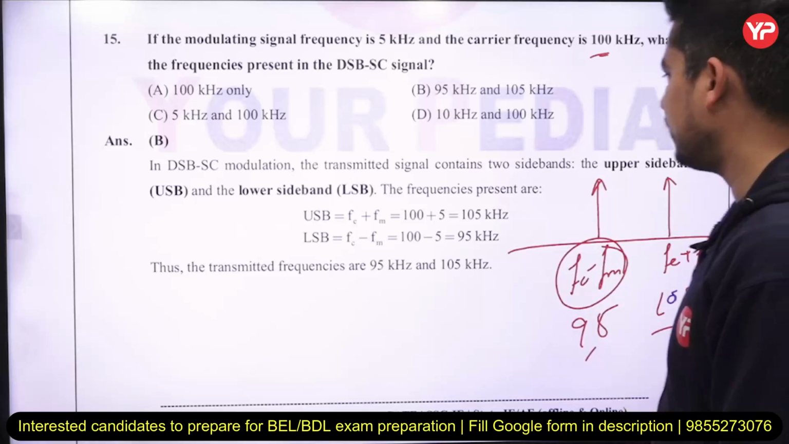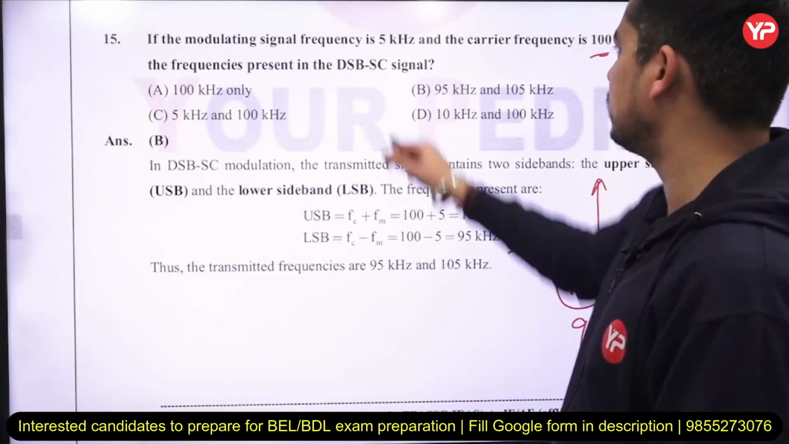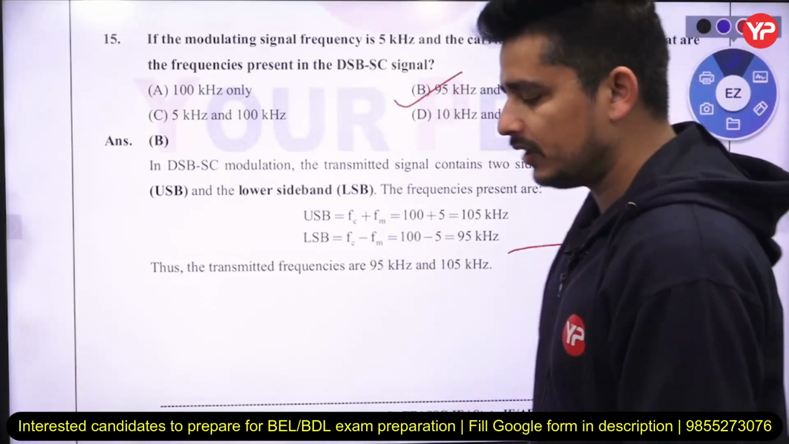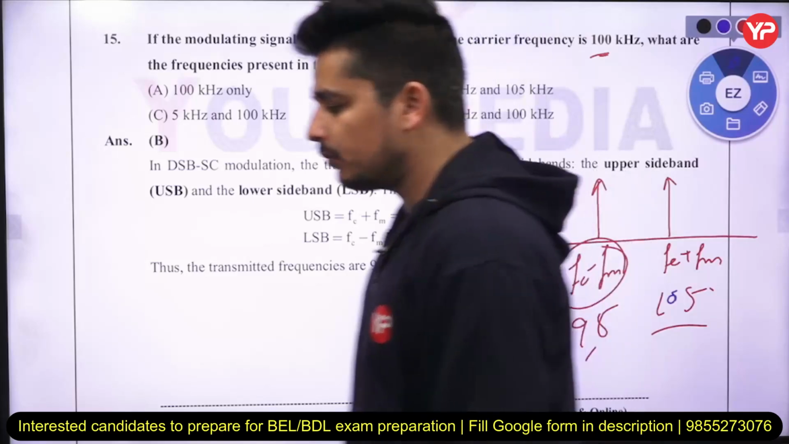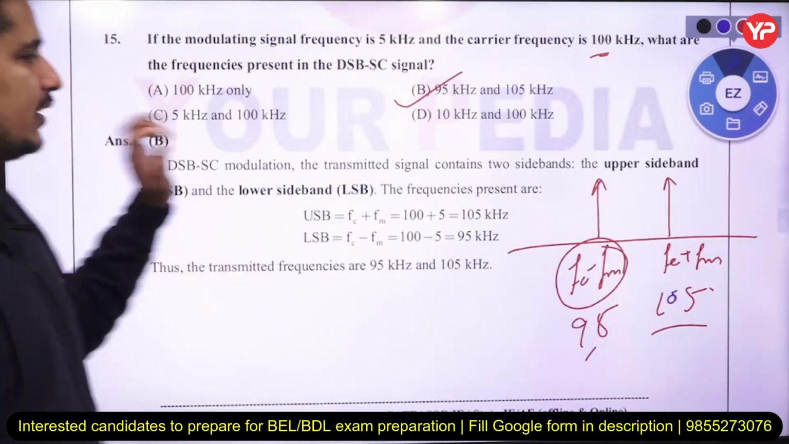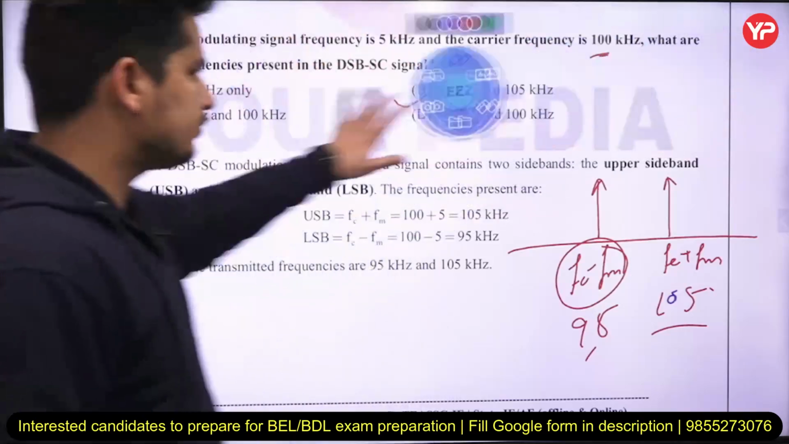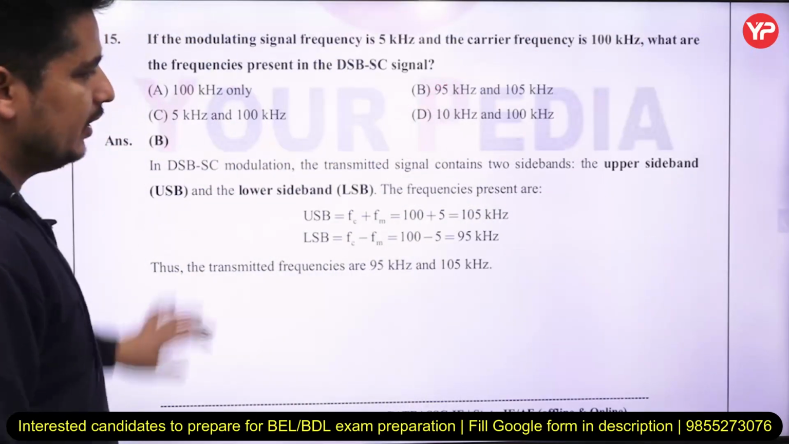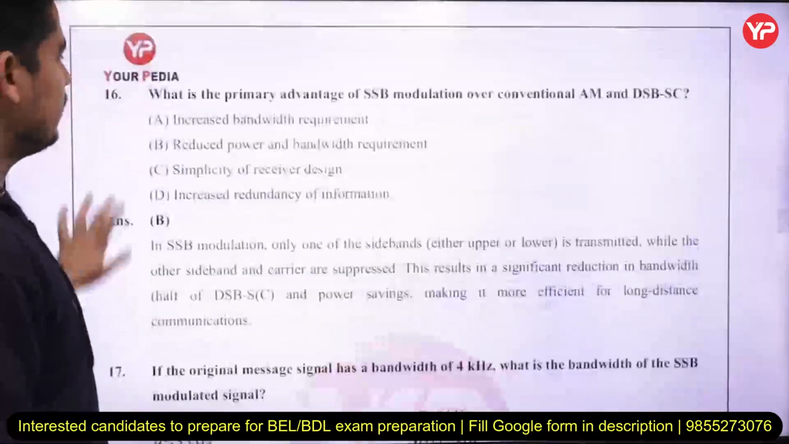So what are the frequencies? 100, 95 and 105. Answer is B. Whenever you are trying to find the frequency components present in DSB-SC, you have to draw the spectrum like this, and you will find that there are only 2 frequencies: one is 95, the other is 105.